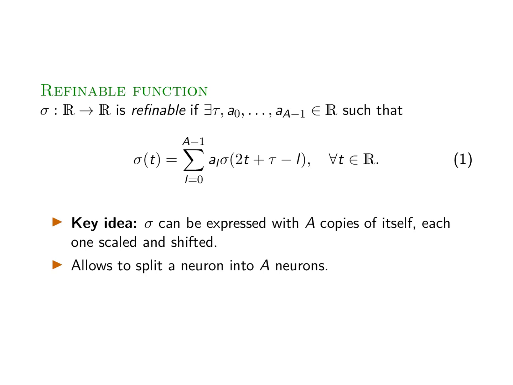Okay, the key concept here to add new neurons is the refinable property. We say that sigma is a refinable function if it fulfills this formula, which says that the function can be expressed as a linear combination of the function itself, but scaled with a factor of 2 and shifted with tau L. So the key idea is that sigma can be expressed with A copies of itself, each one scaled and shifted. And we will see that this allows us to split each neuron into A new neurons.